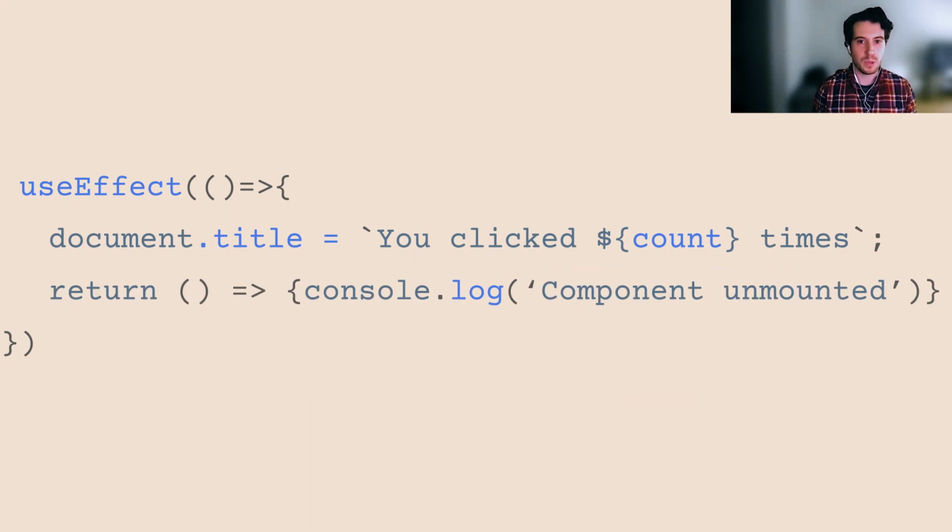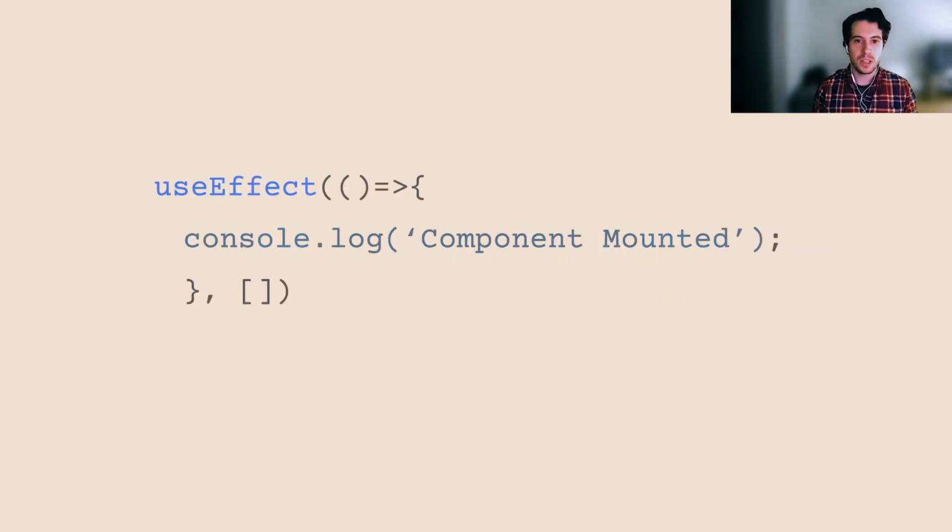So this is all great, but what if we want an effect similar to componentDidMount? Well, useEffect can also take a second argument, which is the dependency array. So the useEffect will fire once when the component is mounted, but will not fire again until the dependency changes. In this example, we're passing in an empty array. So it will fire when the component mounts, and then since the array never changes, it will never fire again.